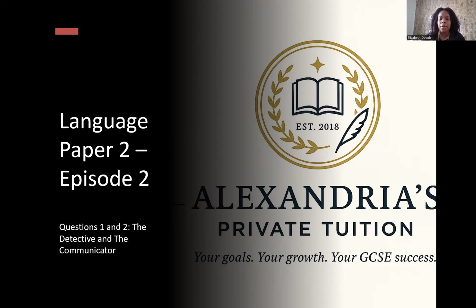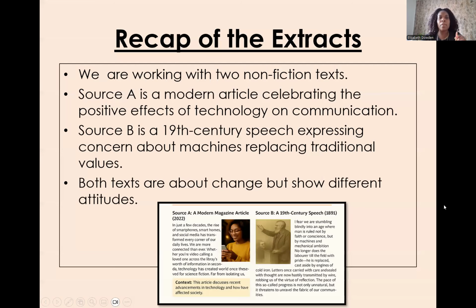Just a recap of what we did last time. We're still working with the two non-fiction extracts from the first episode. Source A was a modern article celebrating the positive effects of technology on communication, and source B was the older text, a 19th century speech expressing concerns about machines replacing traditional values. Both texts are about change in terms of technology and society, but they show attitudes towards that change in different ways. If you're not familiar with the extracts, go to episode one and have a look at how we broke it down.